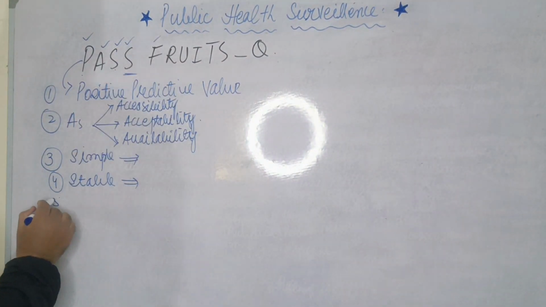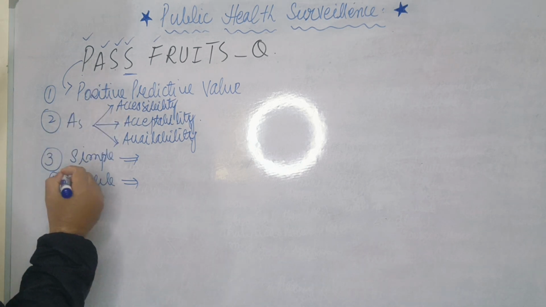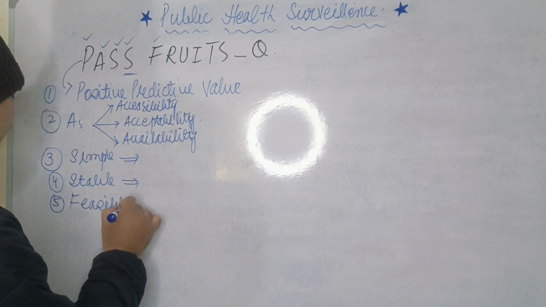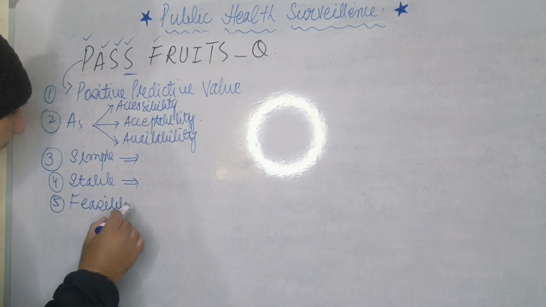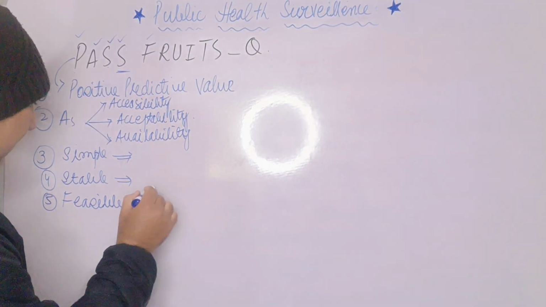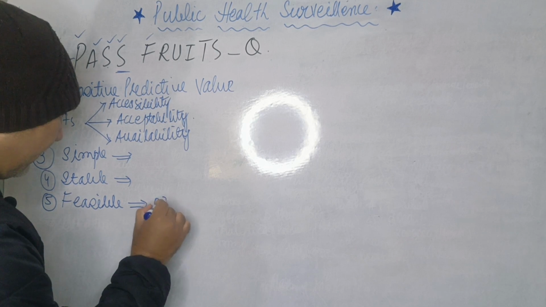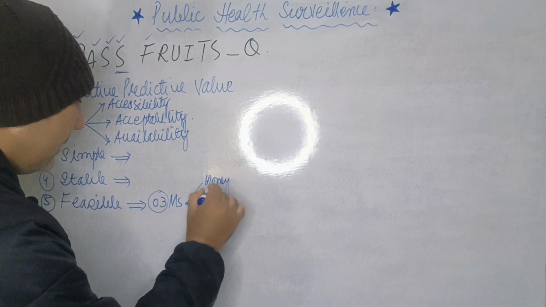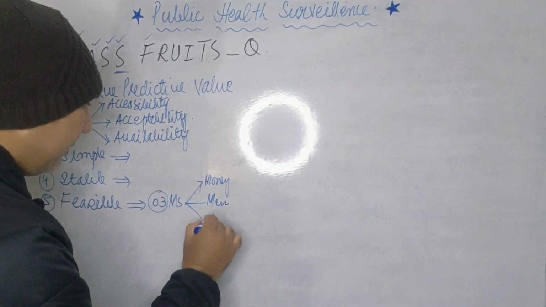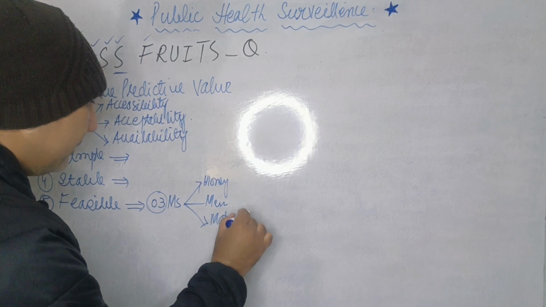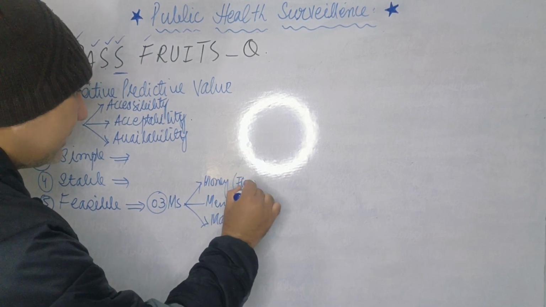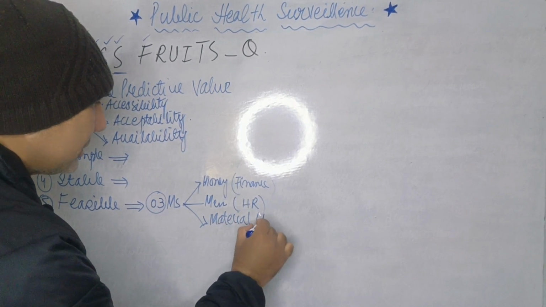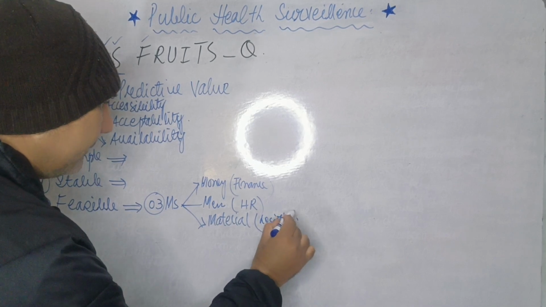Now the fifth characteristic of the surveillance system is F. F is feasible. It should be feasible, again according to the three M's: money, man, and material. Money is the finance, man is the HR, and material is the logistics.